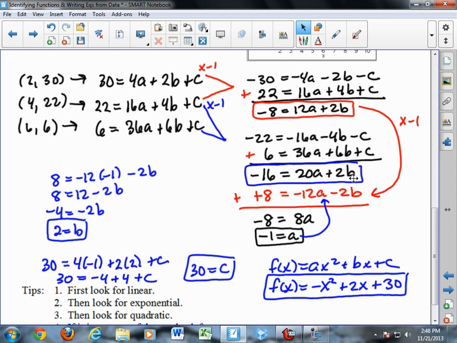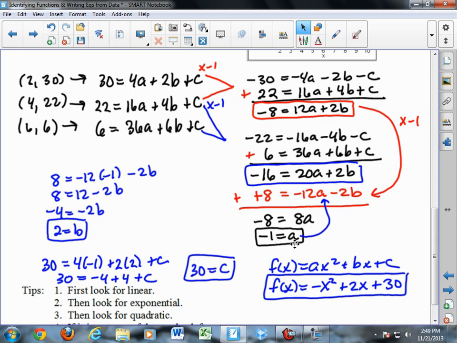Now I'm going to take these 2 equations, the one in the red box and the one in the blue box, and combine them together. So I'm going to take the one in the red box, multiply everything in it by -1, so both sides of the equation by -1, which gives me +8 equals -12a minus 2b. Add that to the equation in the blue box, and that gets rid of the b's. Now I have -8 equals 8a, or -1 equals a.